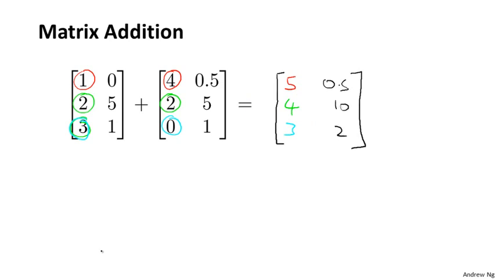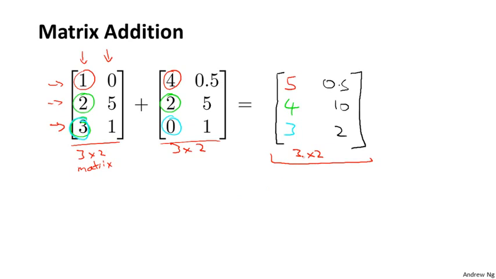And it turns out you can add only two matrices that are of the same dimension. So this example is a 3 by 2 matrix, because this has 3 rows and 2 columns. This is also a 3 by 2 matrix, and the result of adding these two matrices is a 3 by 2 matrix again. So you can only add matrices of the same dimension, and the result will be another matrix of the same dimension as the ones you just added.